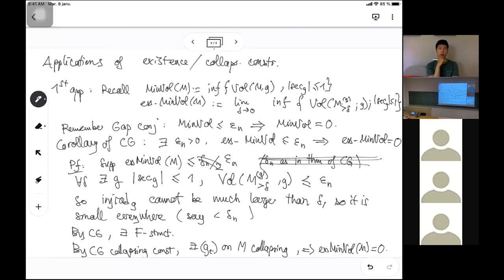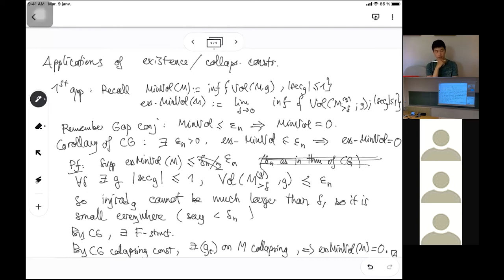Right, so you see that by playing with those theorems of Cheeger-Gromov, you get that if the essential minimal volume is small, then you get an F structure. Once you get an F structure, you have a new family of metrics that are collapsing. And so the injectivity radius is going to zero everywhere. So in particular, for any fixed delta, the delta thick part will eventually have zero volume. And that's it. So that's the first application, which is, all right, even though for the minimal volume you don't understand the possible values near zero, at least for the essential minimal volume, it cannot accumulate around zero.